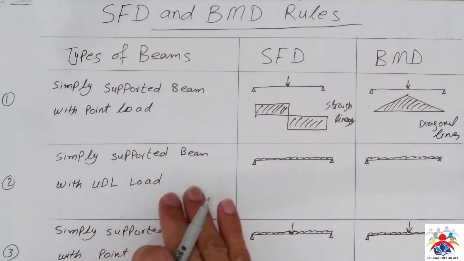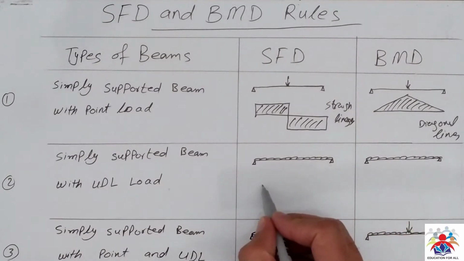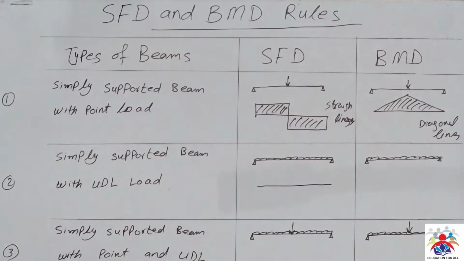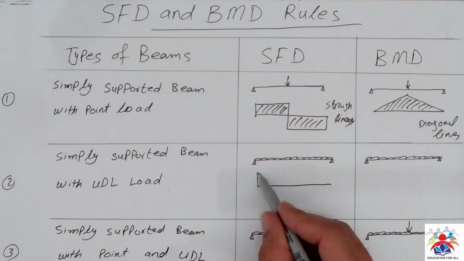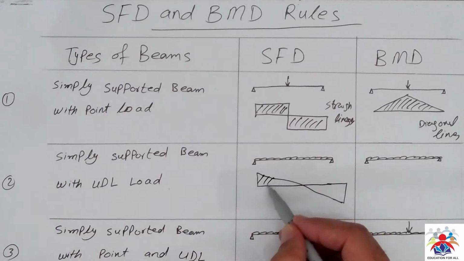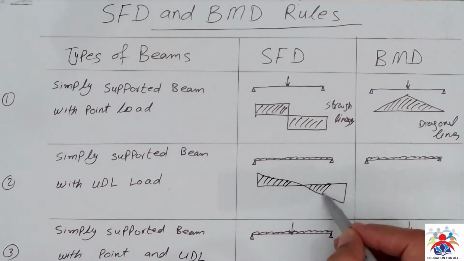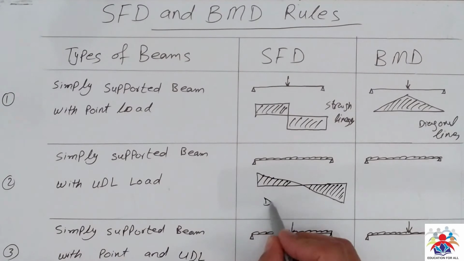Now let's go to the second type: simply supported beam with UDL, uniformly distributed load. How would our diagrams look? In our shear force diagram for UDL, the lines would be diagonal. It could go this way, down, and again down, something like that. Because we don't know the values, I cannot exactly draw the numbers or point out any value on any point. I will do it in my further videos. So the point is, I have used diagonal lines.